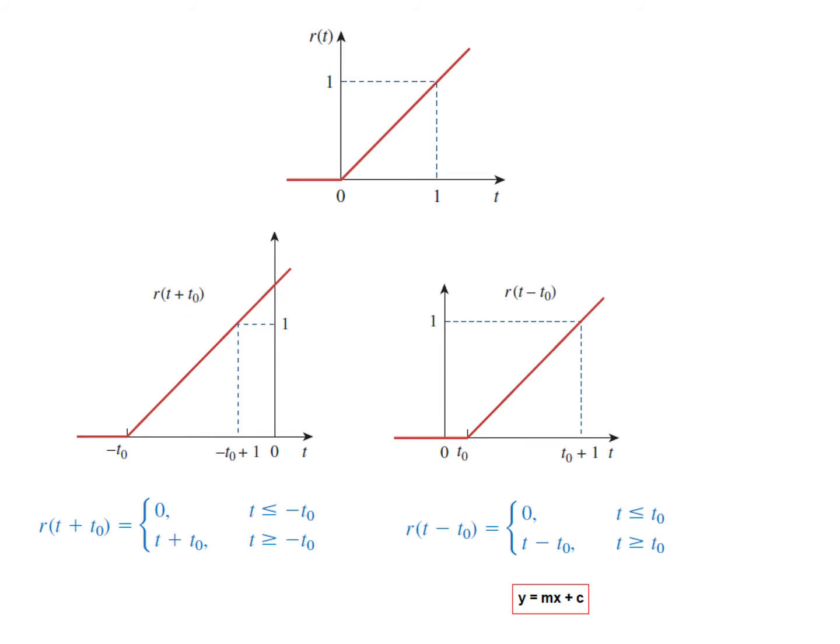The values in this case: r(t minus t naught) is 0 for t less than t naught, so 0 from here, and it is t minus t naught for t greater than t naught. So this is the straight line. Now its intercept, if you extend it, will be somewhere here at minus t naught. That is why we follow y equal to mx plus c. This is 1 times t, where 1 is the slope, and this is the intercept c, that is minus t naught. And similarly we can write this one.